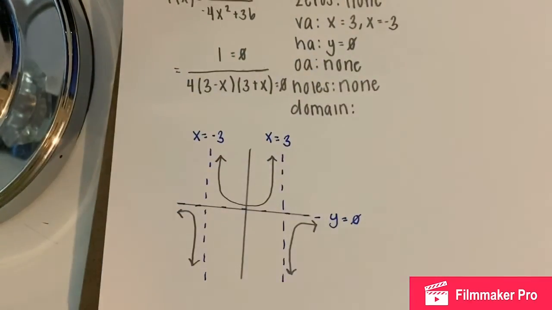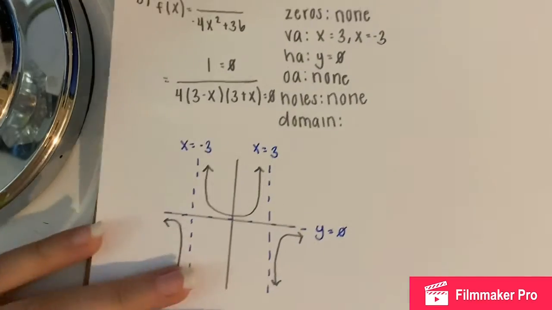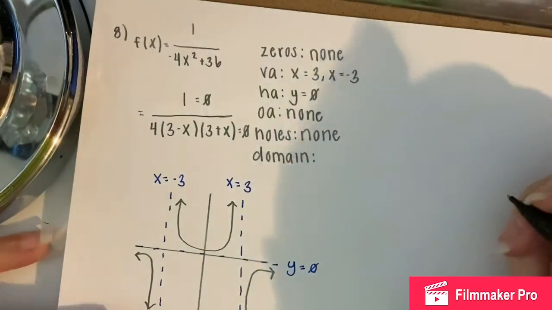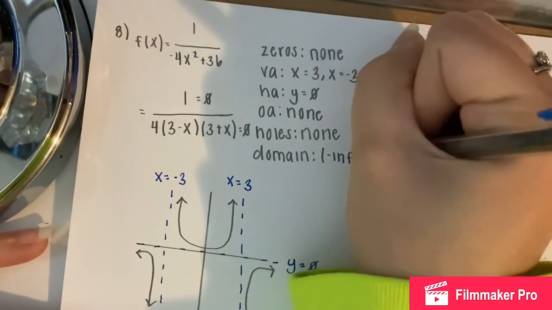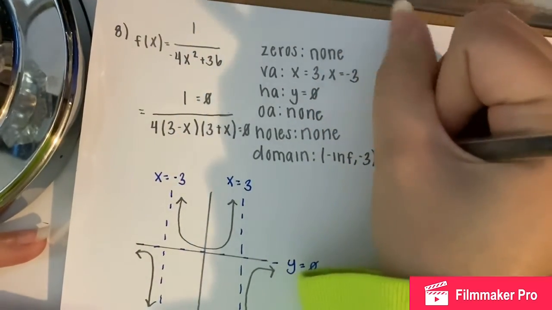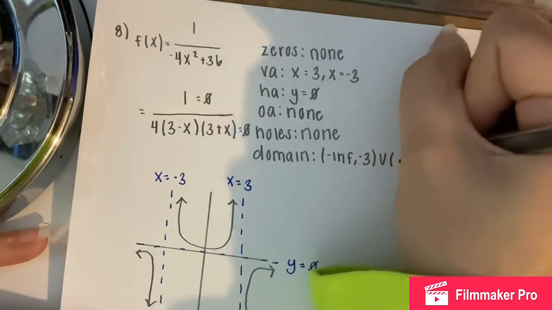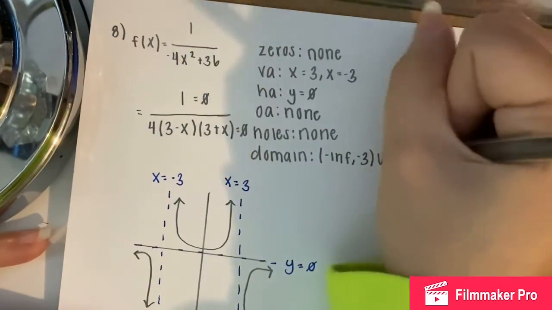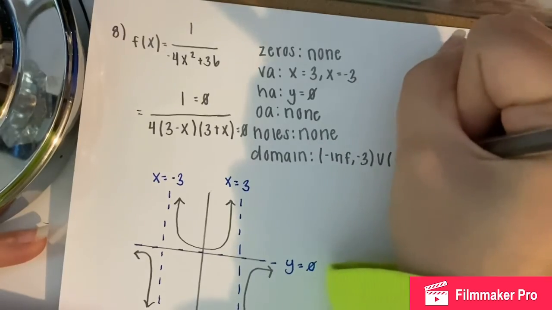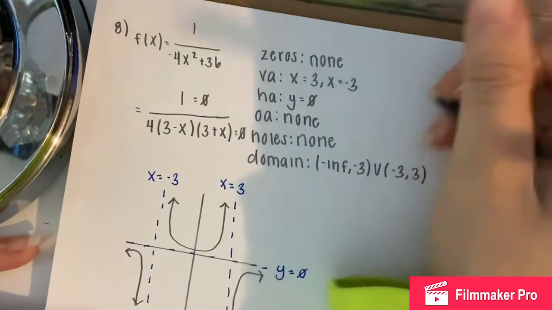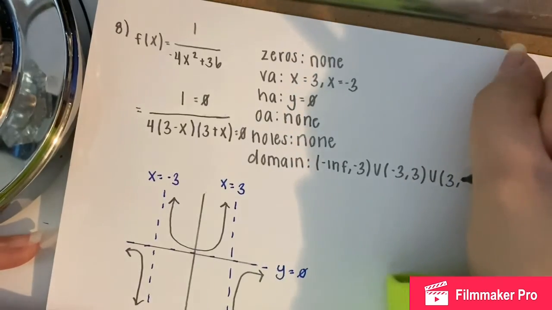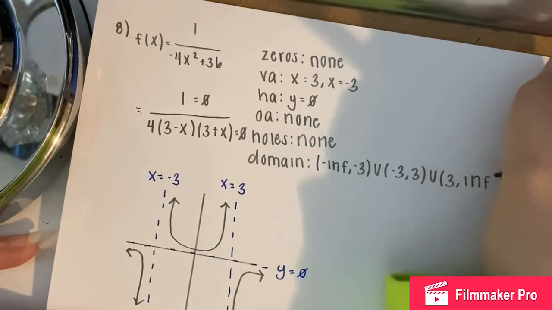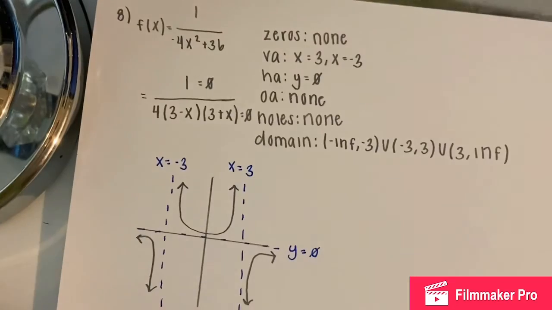Like that. And now we just need to find our domain, and we can see that our domain goes from negative infinity to -3, ends there, picks back up again at -3, and then ends at 3. So -3 ends at 3. And then it picks back up again from 3 all the way to infinity. Here we go, that's it.